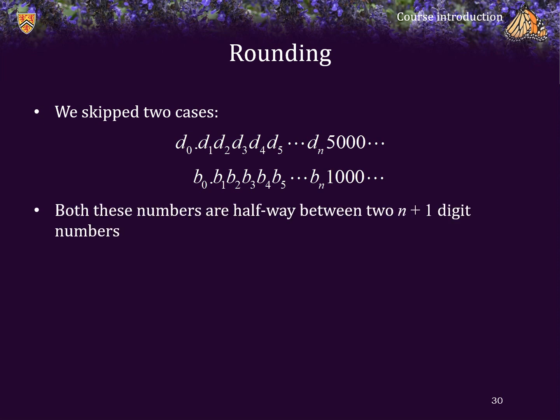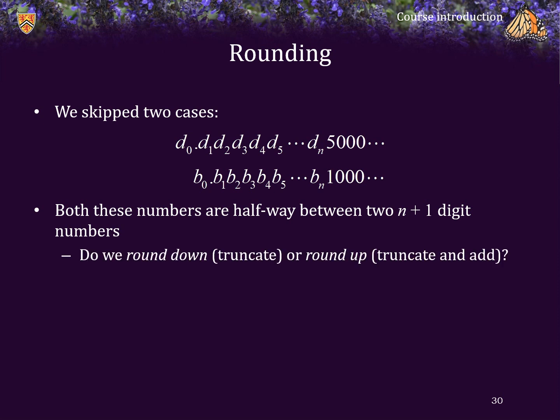We skip this because these two numbers are exactly halfway in between two n plus 1 digit numbers. And thus, there are two numbers that have the same absolute error in approximating these two values here. So the question is, do we round up or round down?